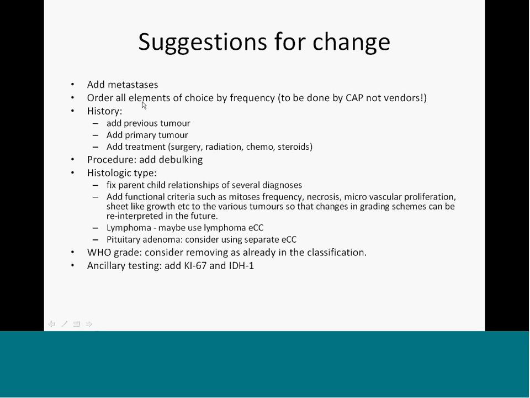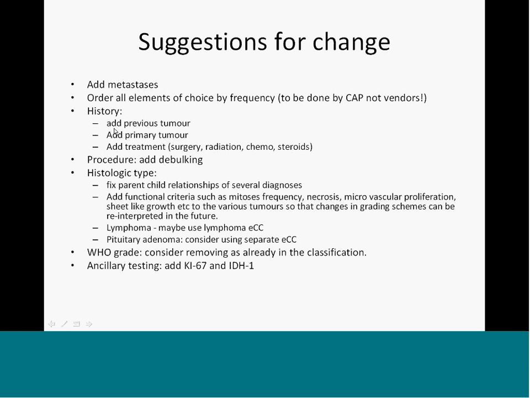The second one, what we found very annoying, was that elements in drop-down menus were not ordered by the frequency in which they occur. I feel that CAP and MCO have an important place to play in this, to order these by frequency and not the vendors. The vendors will always do what CAP will want them to do, and they will probably not of their own accord look into frequencies of answers.